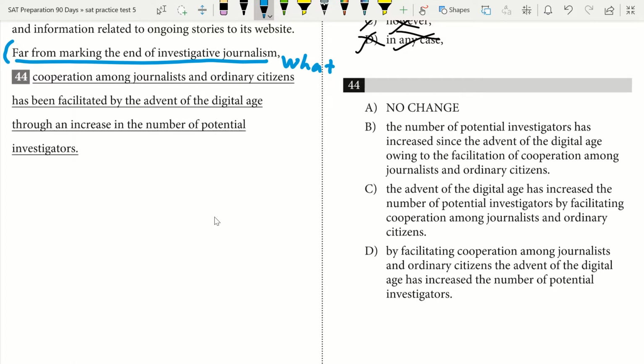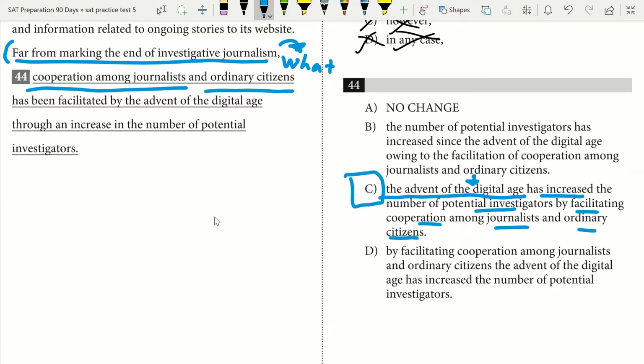So in this case we have the option "cooperation among journalists and ordinary citizens." Now, if you read this passage, you would understand that the modifier here needs to modify the advent of the digital age. So C would have to be our correct answer, and I'll explain why. In this passage, it talks about how far from marking the end of investigative journalism, the advent of the digital age, which it talks about being the introduction of technology in journalism, has actually increased the number of potential investigators by facilitating cooperation among journalists and ordinary citizens.